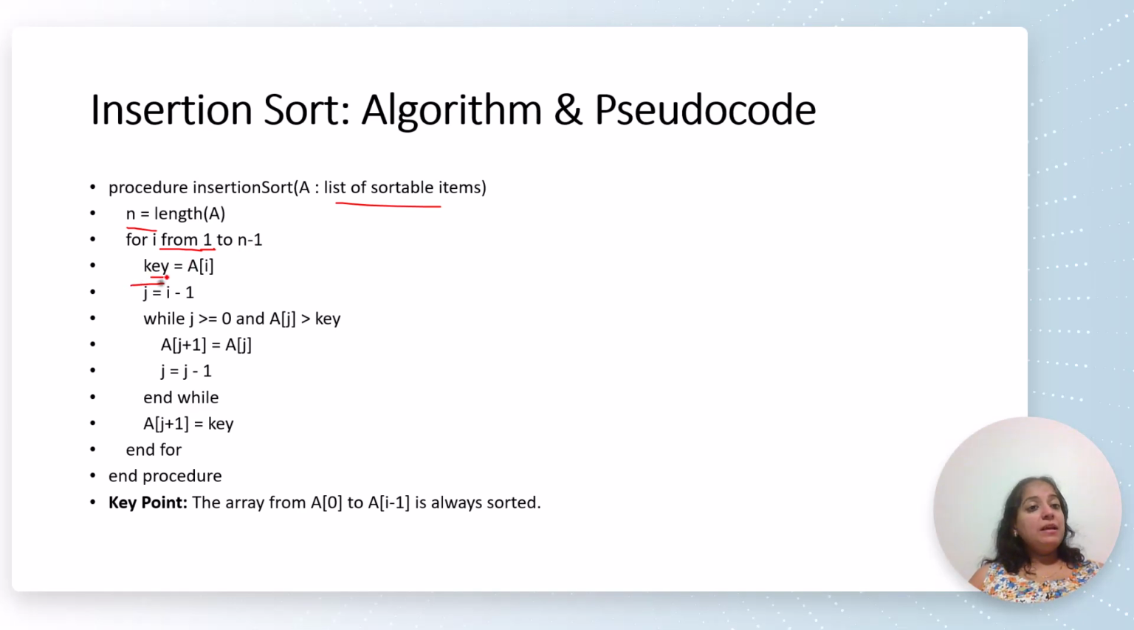Key is the current element which we want to insert at its correct position. Now, you compare the element, you find the element's correct position, and then we are shifting the elements. This process is for the shifting. And once all the shifting is done, we put the key element at its correct position.